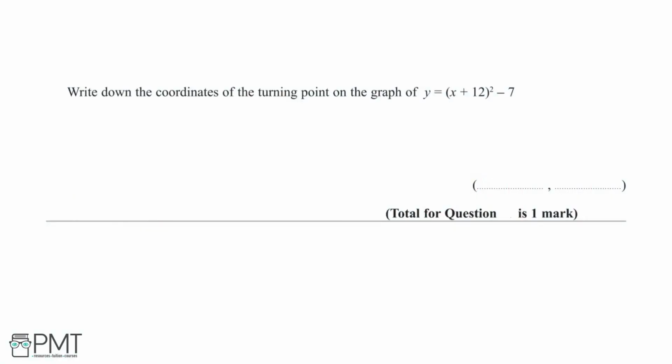We are being asked to write down the coordinates of the turning point of the graph y equals (x plus 12) squared minus 7 for 1 mark. The turning point of any curve y equals (x minus a) squared plus b means that the turning point is (a, b). So plus 12 is the same as minus 12. In this case, a is minus 12 and b is minus 7. You get 1 mark for the correct answer.